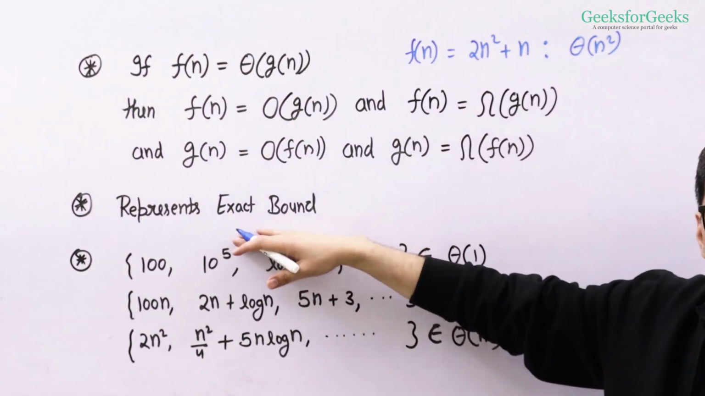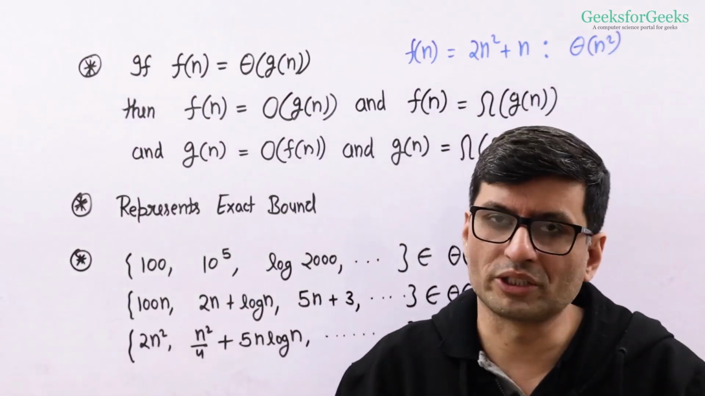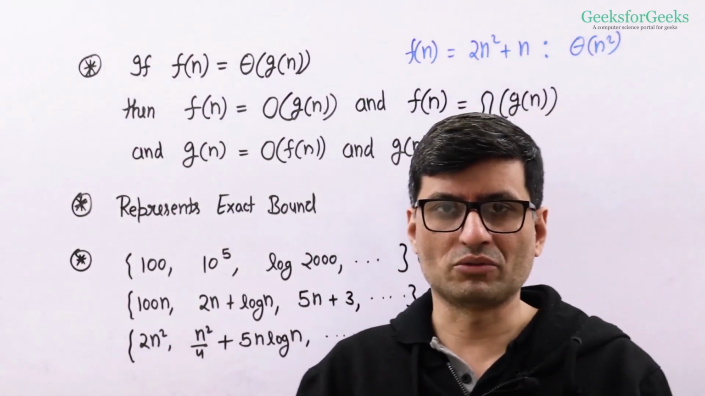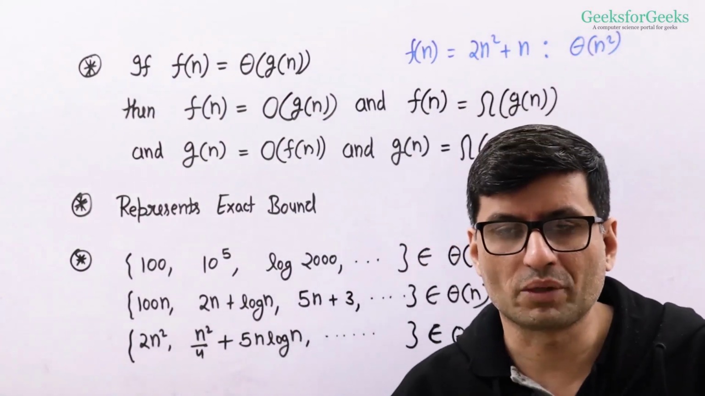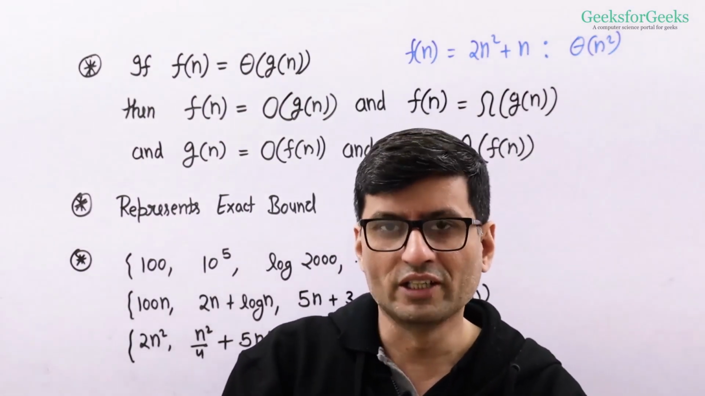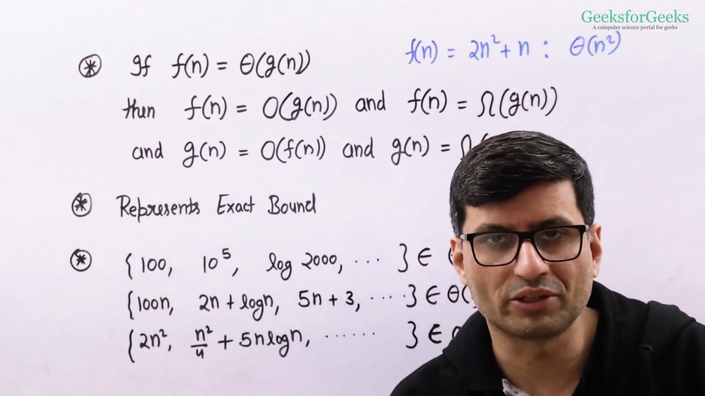The next thing about theta notation is it represents exact bound, and this is why it is super useful. Whenever you have an algorithm and you know the exact bound, you should always use theta notation. For example, if you talk about maximum in an array, you will always have to traverse through the array. You know that this algorithm is always going to take theta n time. It's good to use theta notation here.